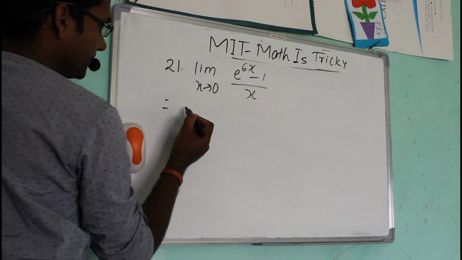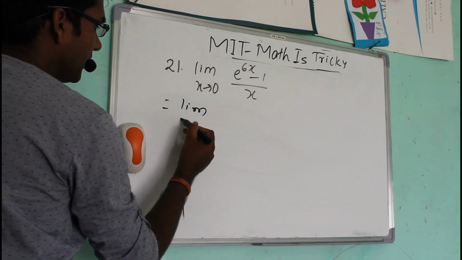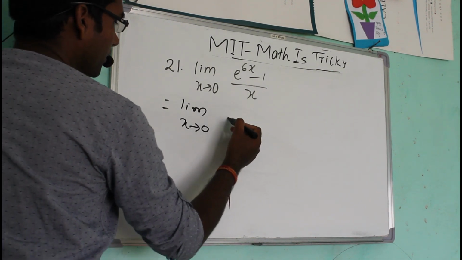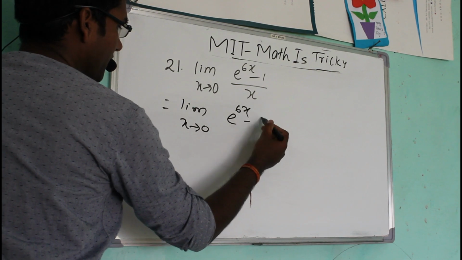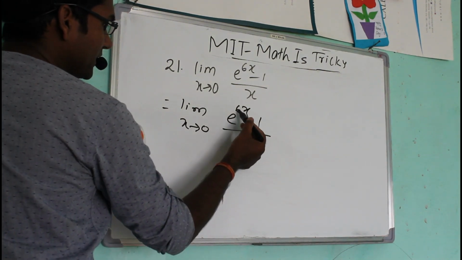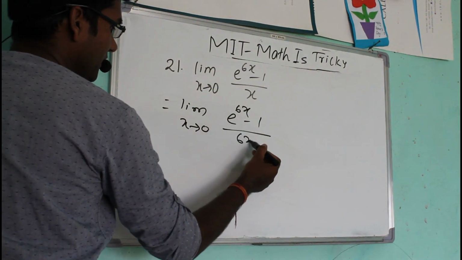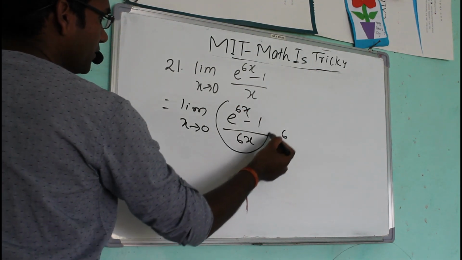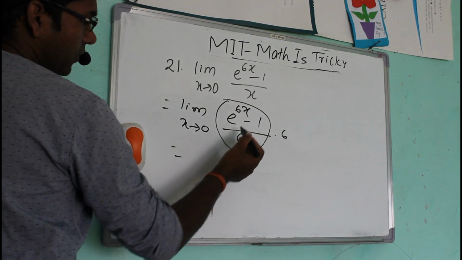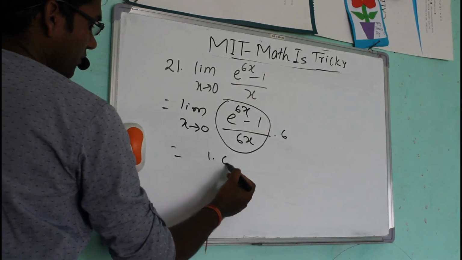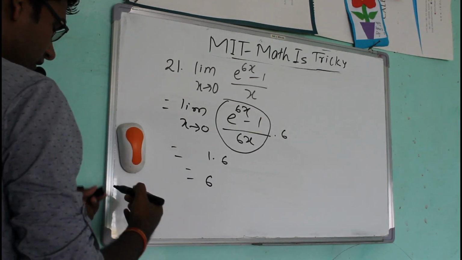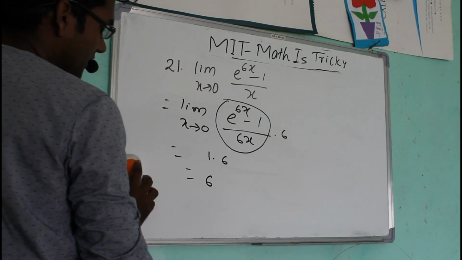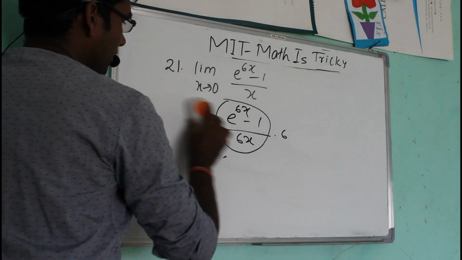Let's write like this: limit x tends to 0, now e power 6x minus 1. Whatever is in the power of e, that should be in the denominator. So 6x into x. So it is now balanced. Now this will be giving you 1. So it is here 1 into 6. Answer is 6. This is your answer. So let's try the next problem.